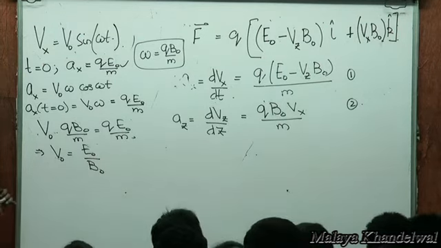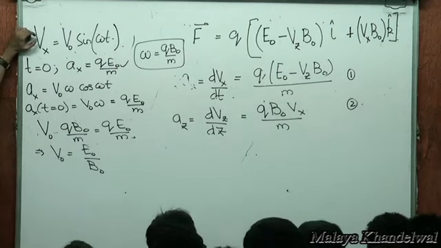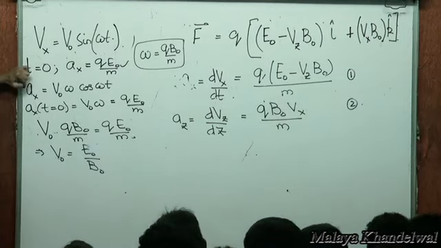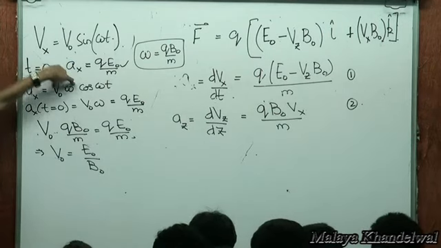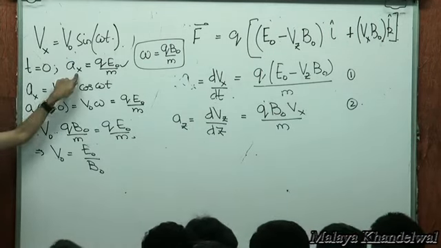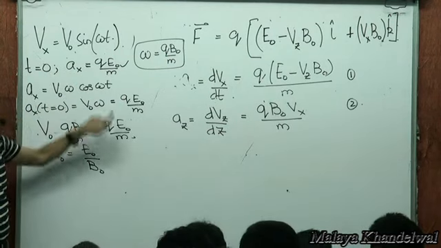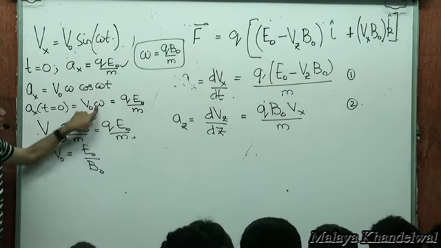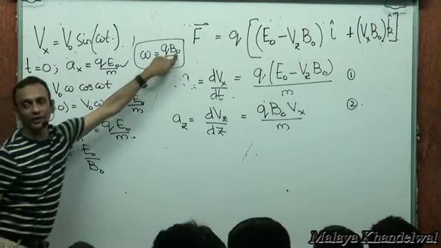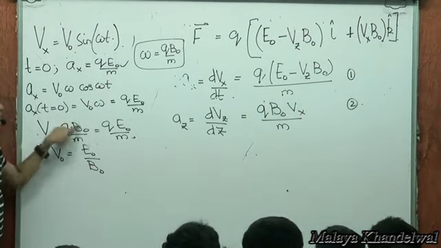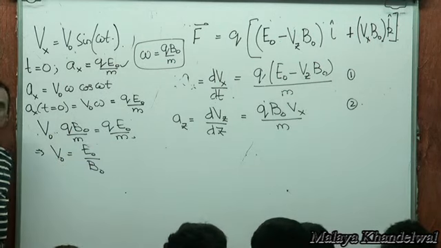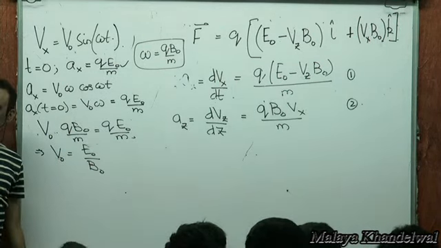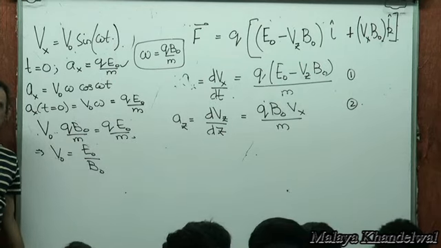Sparsh, did you understand this acceleration? At t equal to 0, what was the acceleration? Put t equal to 0, you get V0 omega, but we already obtained acceleration at time t equal to 0 as QE0 by m. So this must be QE0 by m. Replace this omega by QB0 by m. So this gives me V0 equal to E0 by B0. Sounds good?